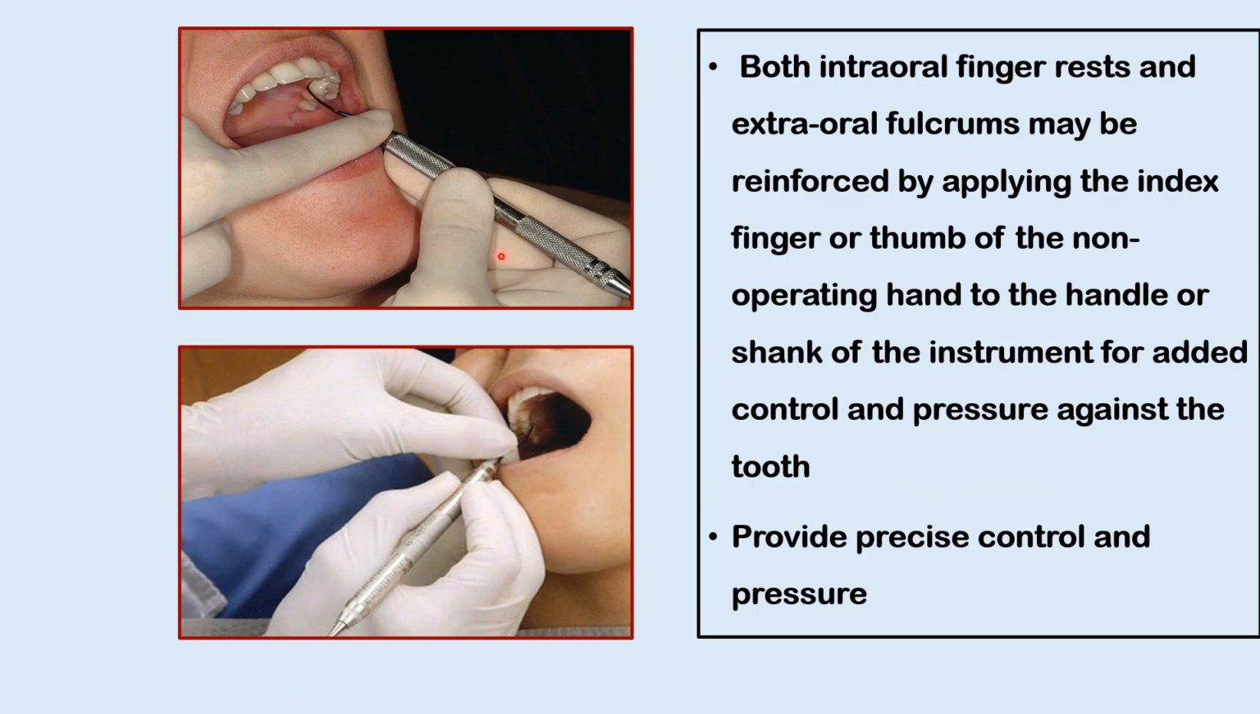Intraoral and the extraoral fulcrums can be reinforced by placing the index finger or the thumb of the non-dominant hand on the instrument handle or shank to enhance control and to apply pressure effectively.